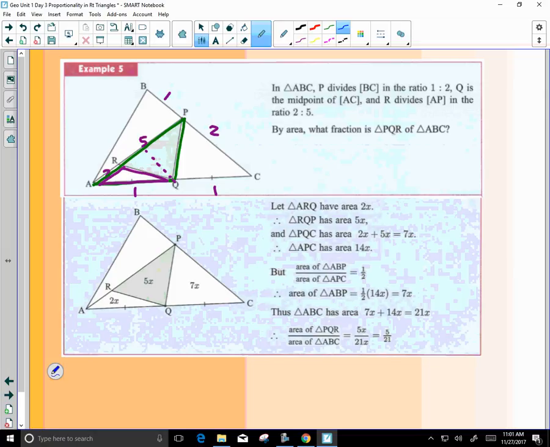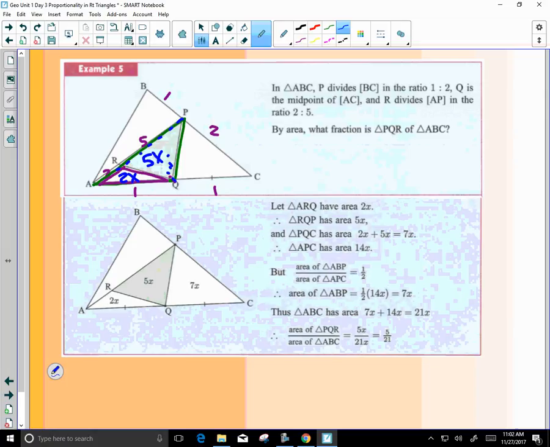How do you know they're the same height? You can extend this line out and look at the height of this purple one. Oh, I see. It's not super obvious, I don't think. But the green one and the purple one have the same height. So since the heights are equal, the bases are proportional, so the areas are proportional. The bases are 2 to 5, so the areas will be 2 to 5. The key is finding that these are equal heights, 2 to 5, okay?